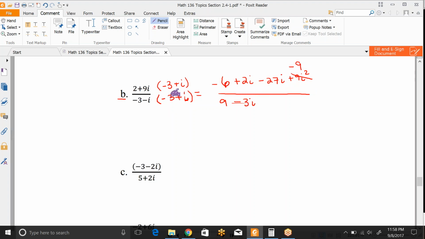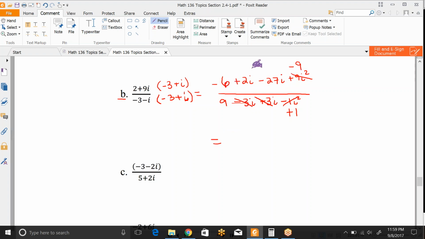Then we get a positive 3i because that's two negatives multiplied together. And then be really careful on this last one. This is negative 1 times positive 1. So that's negative 1i squared because you have an i times an i. And that's going to change to a positive 1 because of the i squared. So my negative 3i and positive 3i cancel out.